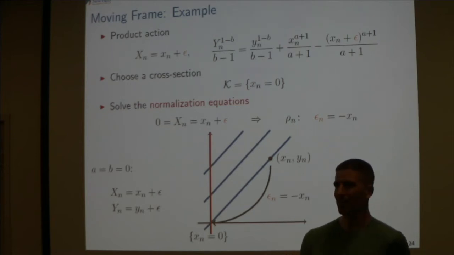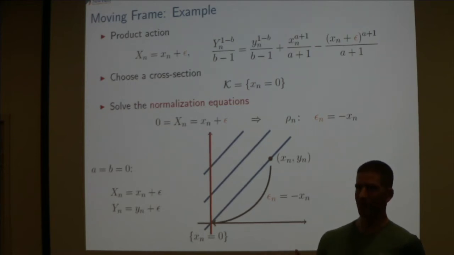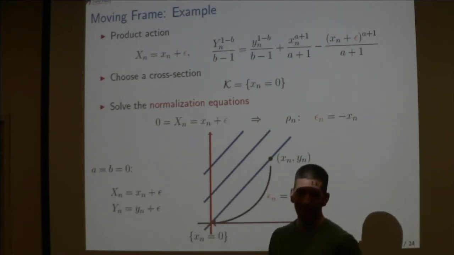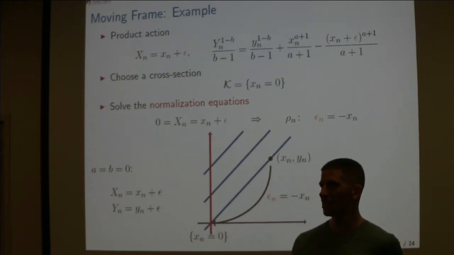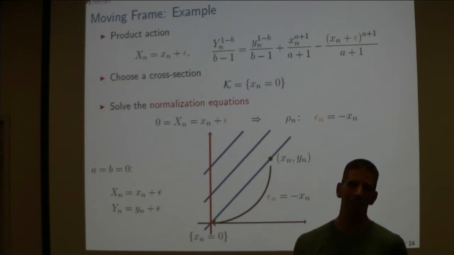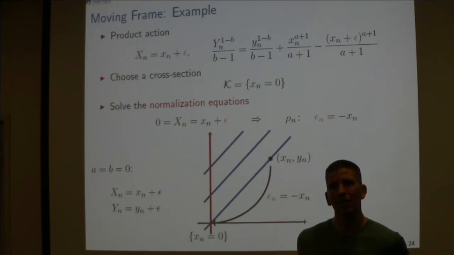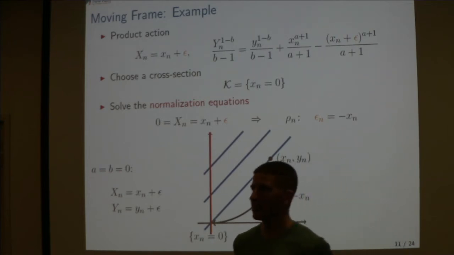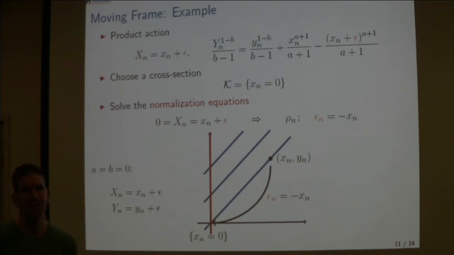If you're computing moving frames, the art comes into choosing the cross section in such a way that will make all your computation easier to solve. So this is not yet an algorithm; there is human interaction. That's why it's a new paper, because it's not just that you run an algorithm on the computer.